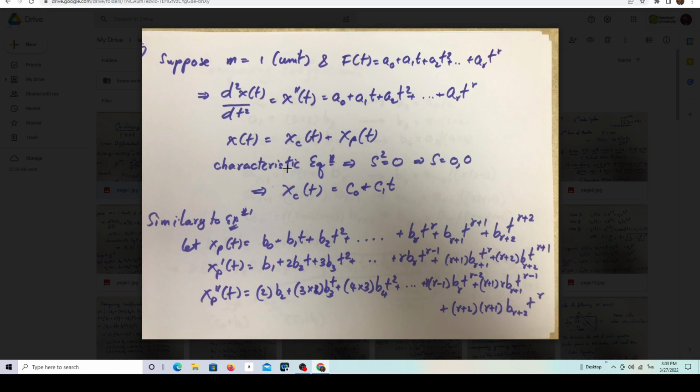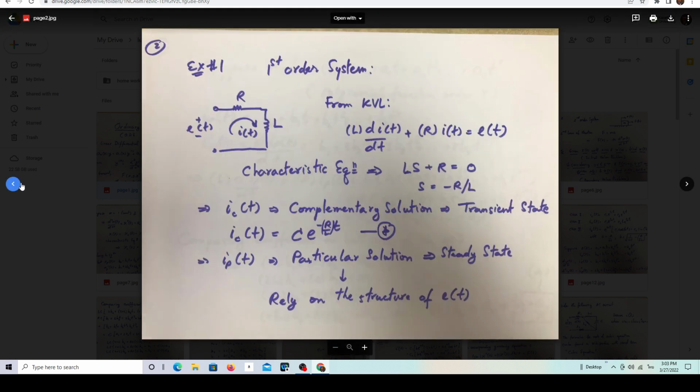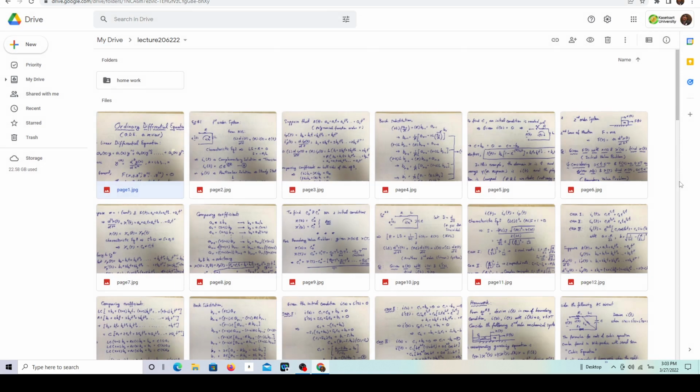And for the characteristic equation, you can see that since this is just a second order, there's no first order, so you just replace this second order with s squared. Look at this, s squared, but there's no other term. You can look at the first example here. In the first example, you have L, the first order; you substitute the first order by s and the zero order by 1, giving L s plus r.